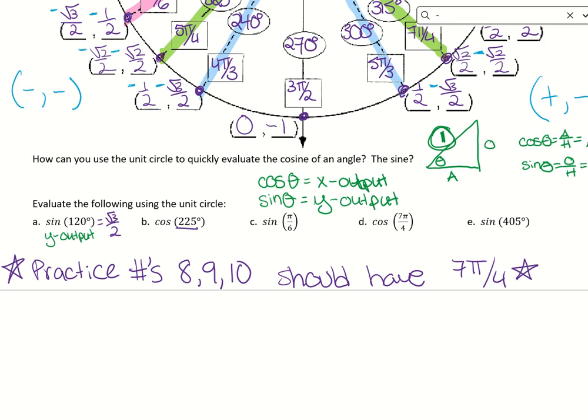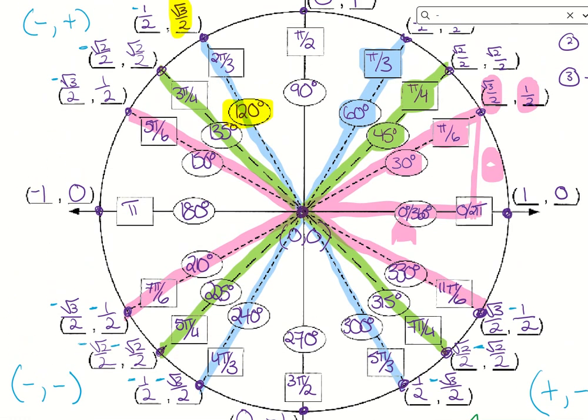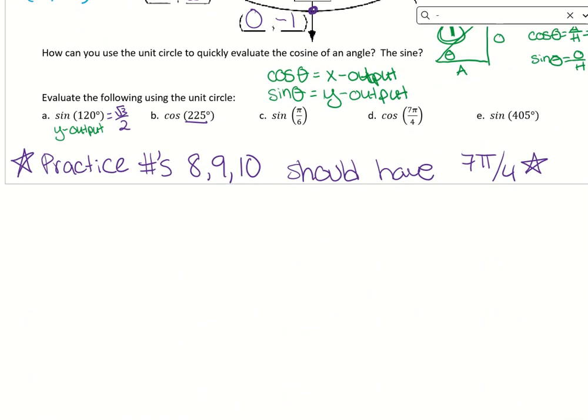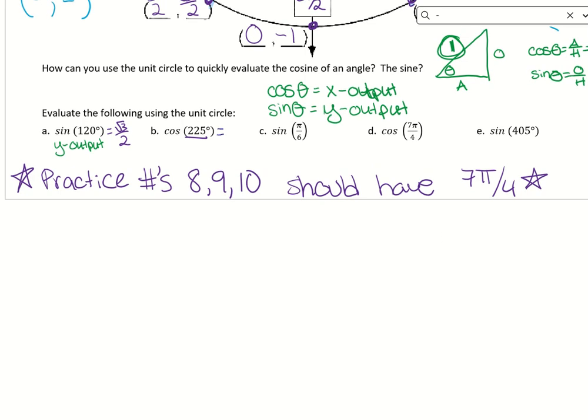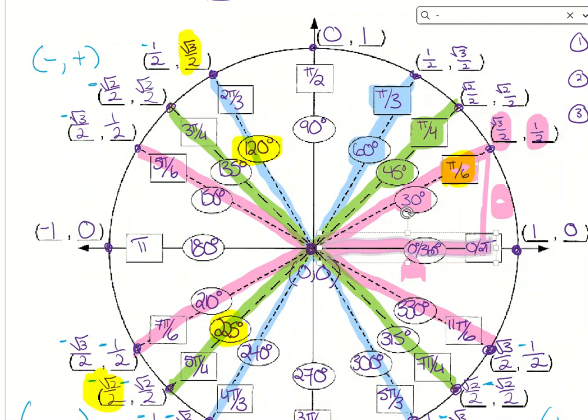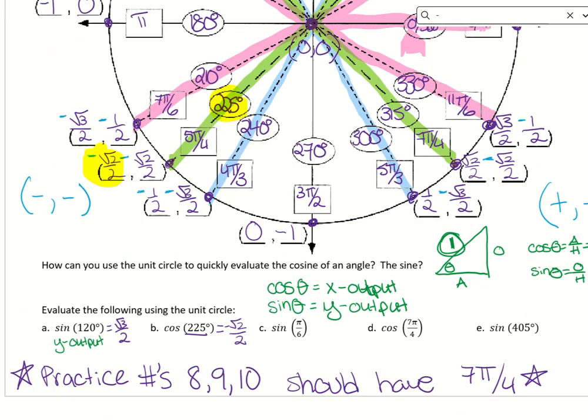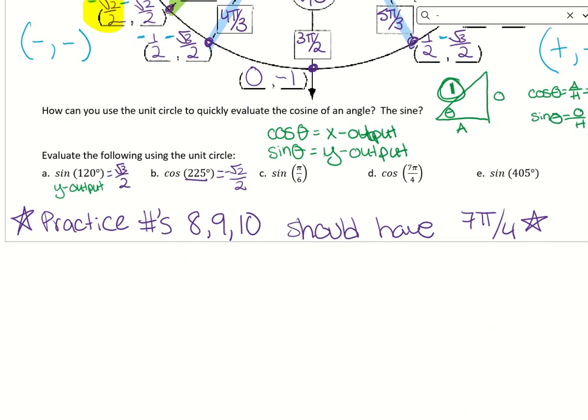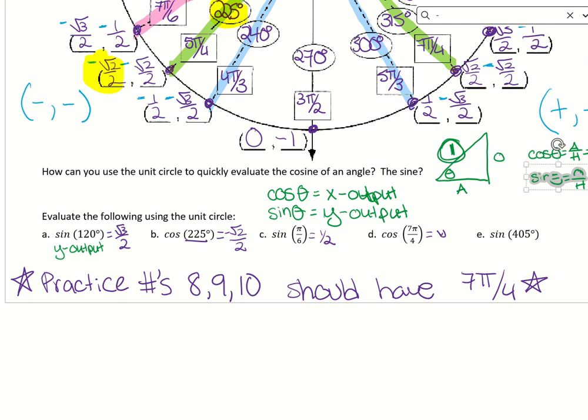So this next one, cosine of 225, we'll go find 225. Cosine is the x, so that's going to be negative root 2 over 2. So it's as simple as finding the outputs, negative root 2 over 2. Sine of pi over 6, this time it's radians, but that doesn't scare us. That just means we are going to look at pi over 6, and sine is our y value, so 1/2. Cosine of 7 pi over 4 is our x output at 7 pi over 4. That's going to be root 2 over 2.